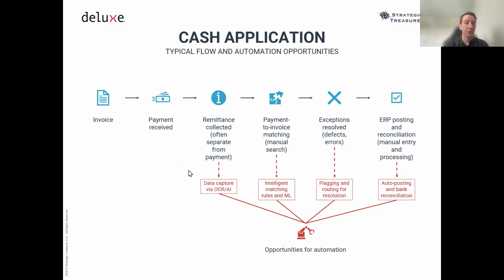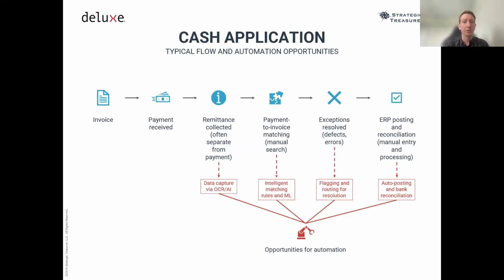Occasionally also you'll have some issues. So let's say some of the information doesn't actually line up, or you're missing documentation. Those can then get marked as exceptions, which then need to be resolved. And basically at the end of the day, once everything's matched together, that is posted to the ERP or reconciled within the ERP to basically close that off, and then you can recognize that capital.